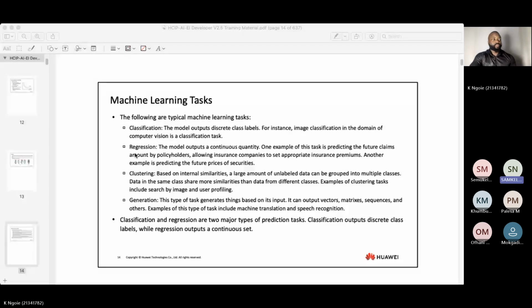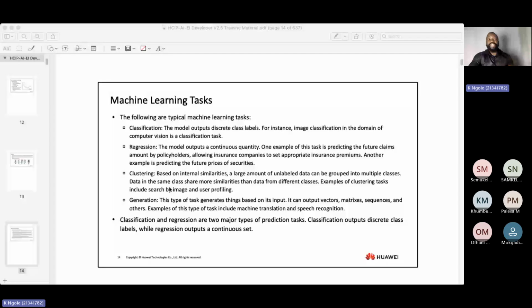I think it's a classification. Yeah, in that case, it's the classification. But now, if I want to determine how much they can have as a loan, then it becomes a regression, because it can be any amount. It's not limited to a certain class. So that is the difference between classification and regression.